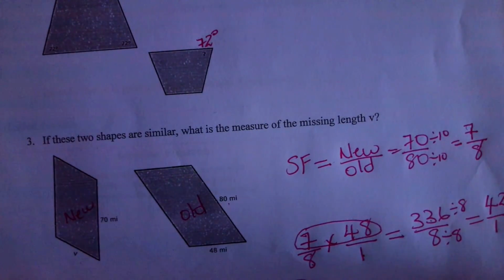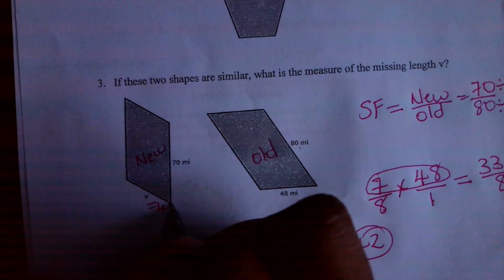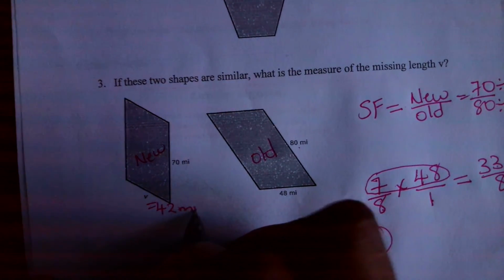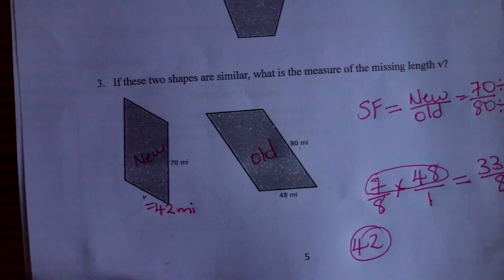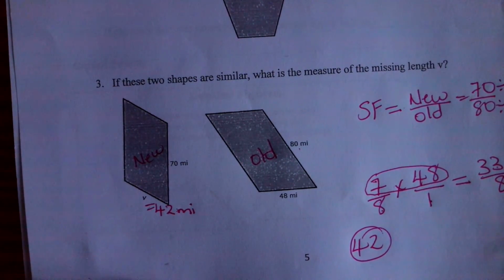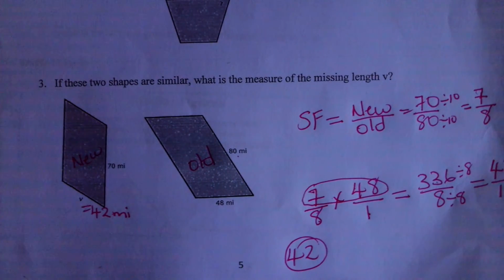So the answer here is 42. So V is equal to 42. And it's miles, M-I, so miles. Alright? So don't forget your unit. So that will be the end of scale factor. We're going to stop there.